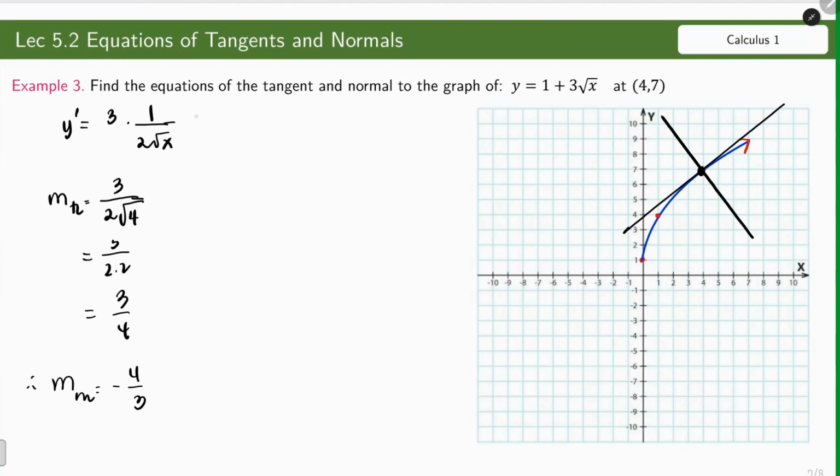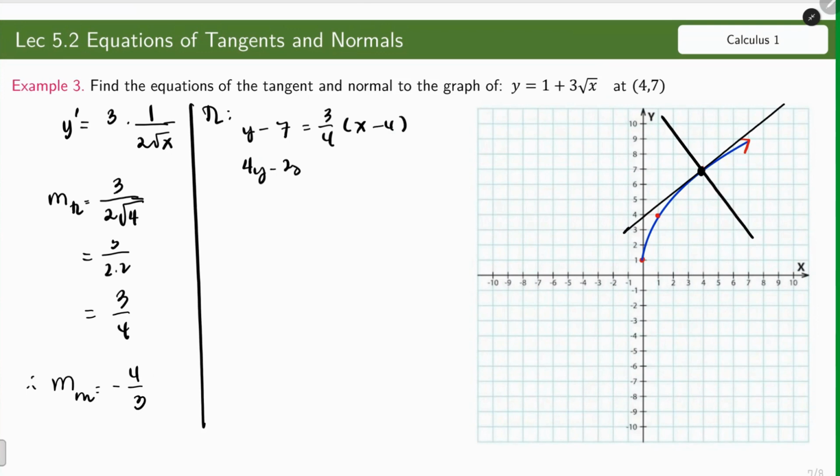Equation of the tangent line. y minus 7 is equal to 3/4 times x minus 4. Okay, we have 4y minus 28 is equal to 3x minus 12. Rearranging the terms, we have 3x minus 4y plus 16 is equal to 0. So this is now the equation of the tangent line.